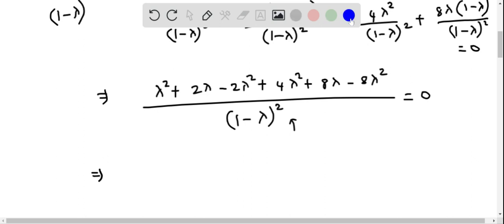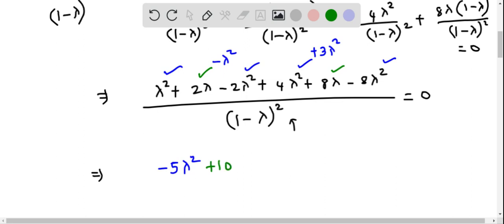And then we will combine the like terms. We have lambda squared minus 2 lambda squared. This is negative lambda squared. And then we have 4 lambda squared. So it becomes 3 lambda squared, and we have negative 8 lambda squared. So 3 lambda squared minus 8 lambda squared is negative 5 lambda squared. And now combine the lambda terms. We have 2 lambda plus 8 lambda, which is 10 lambda, and this equals 0.